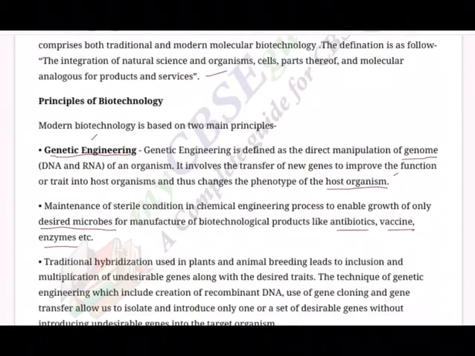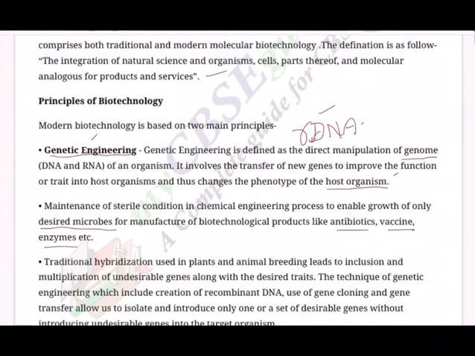It includes formation of rDNA, recombinant DNA. So basically in genetic engineering what we are doing is recombining the DNA. Making a recombinant DNA is the main target in genetic engineering. And for this, gene cloning and gene transfer take place.